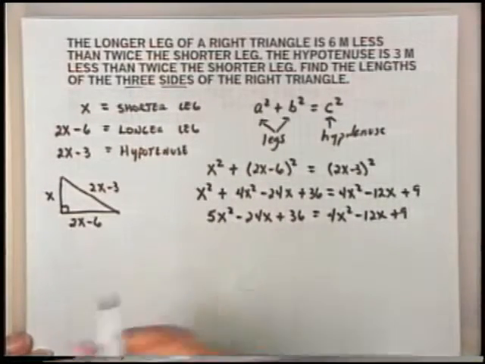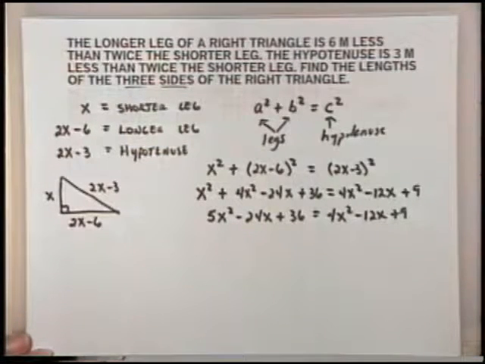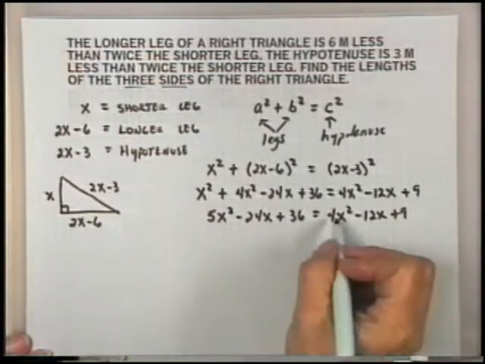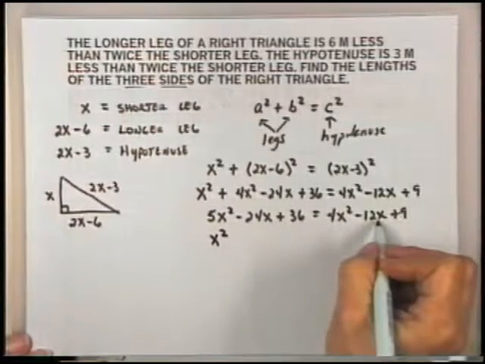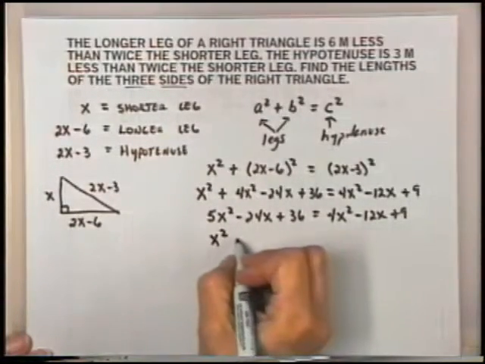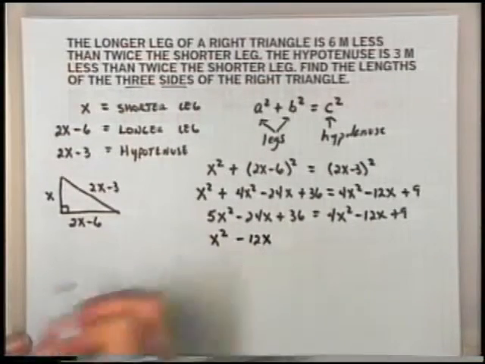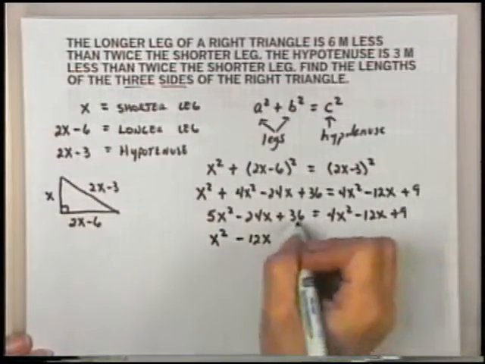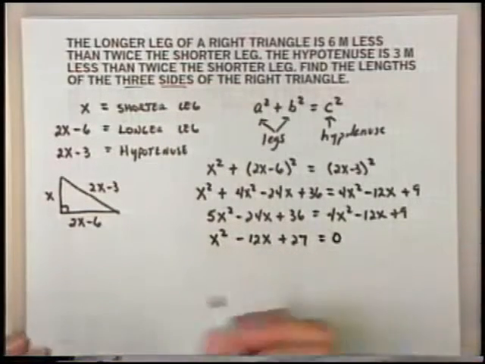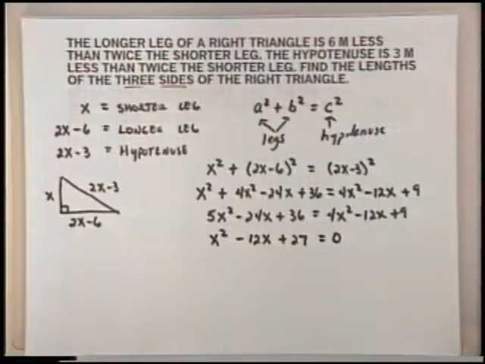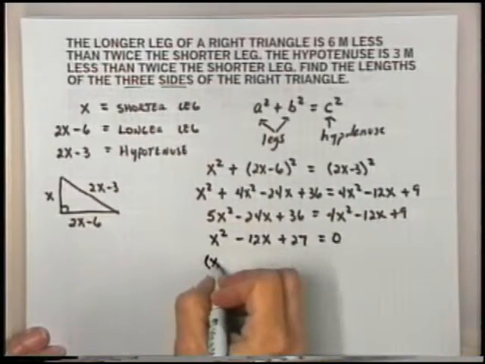Since this is the largest coefficient, let's subtract the 4x squared from 5x squared to keep a positive coefficient here. Subtracting 4x squared, I get 1x squared here. I will then add 12x to both sides, so this will be a negative 12x here. And I will subtract 9 from both sides. This gives me a positive 27 equal to 0.